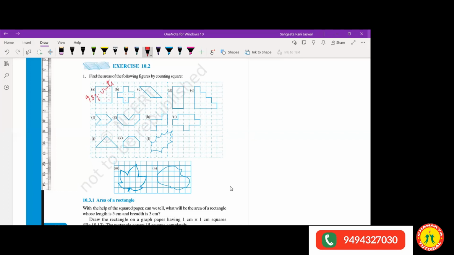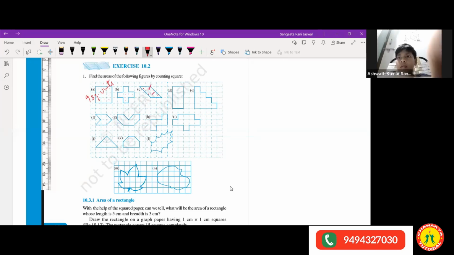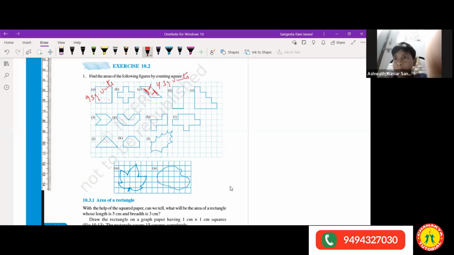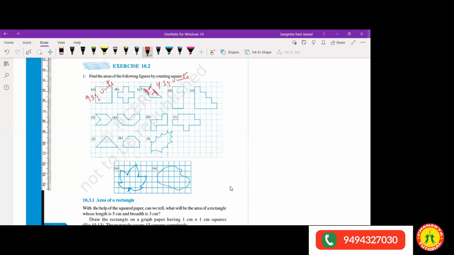Now where you have half squares, one half and another half will give you one complete square. So 1, 2, 3, this is 4. So that is 4 square units. Always write square units. If you don't know the unit, meter, centimeter, whatever it is, just write square units. And here also, count the number of squares, it is 8 square units. Wherever you have half, you will count 2 halves as 1.